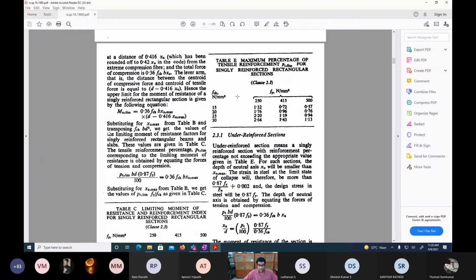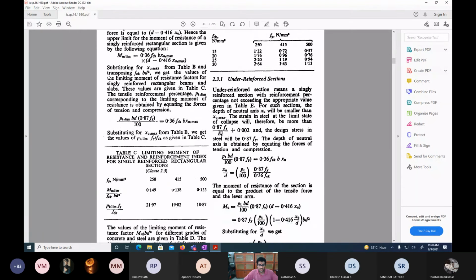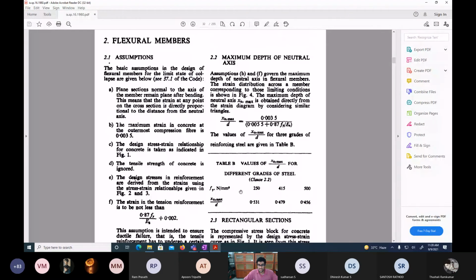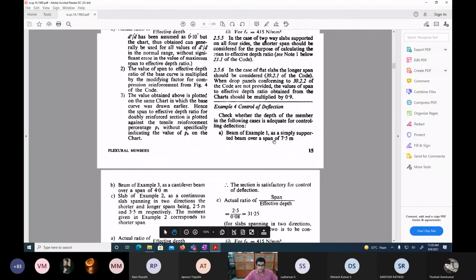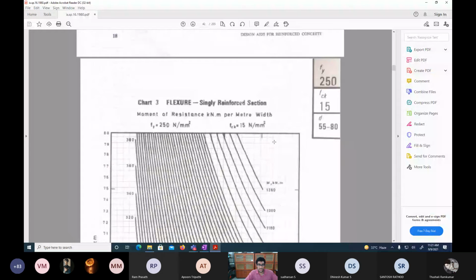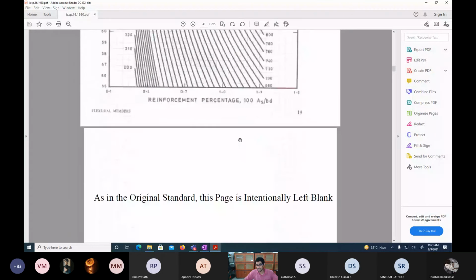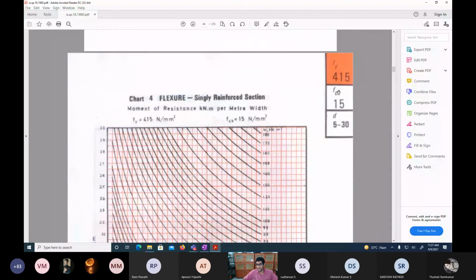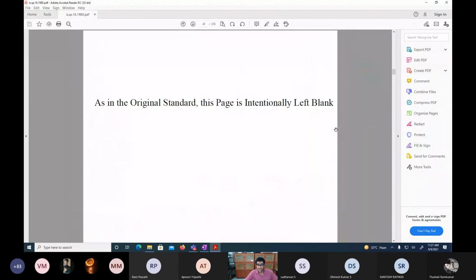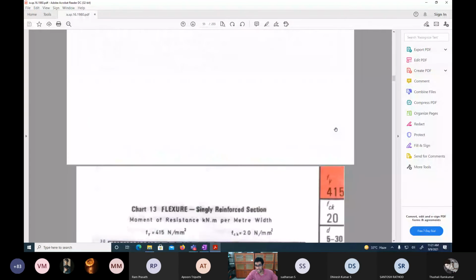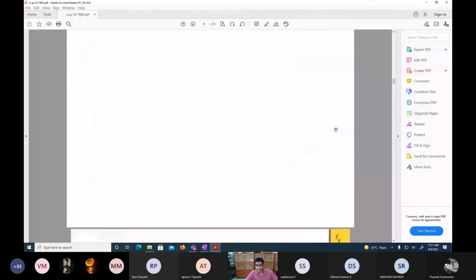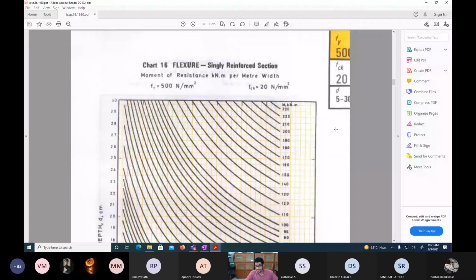So this is my SP16, and of course these things you know. So let me go down. You have charts. If you see, you will have a lot of charts. For example, every chart is for a specific value of fy, specific value of fck, and a specific range of effective depth. So what we had now is Fe500, fck 30. I don't think we have charts. I think we have only till 25. So we don't have charts for our fck value.